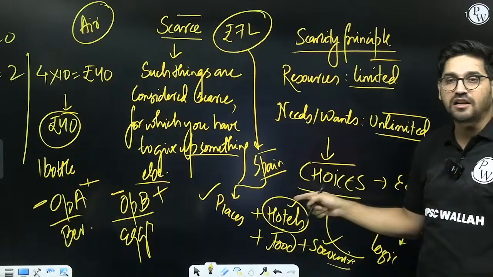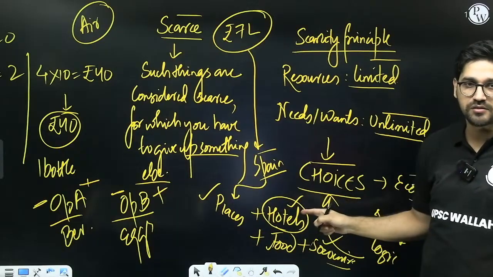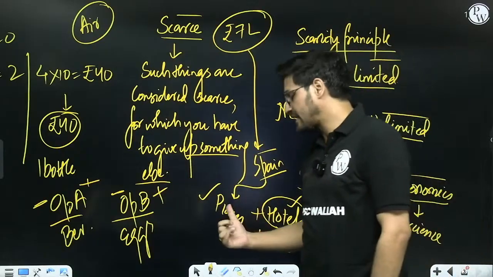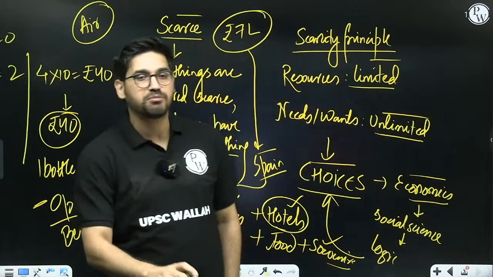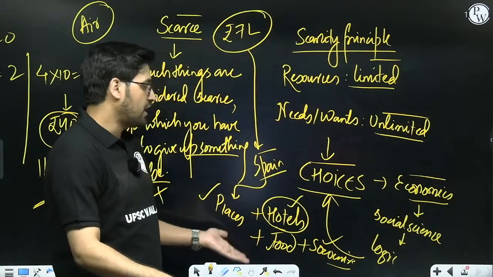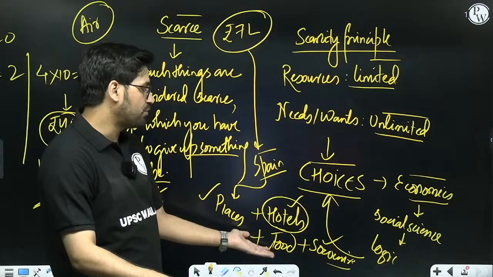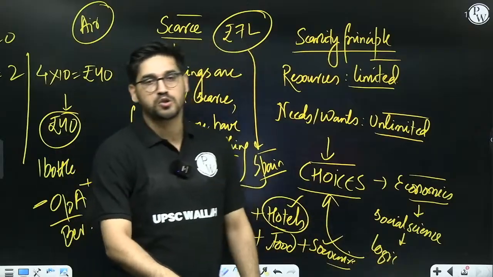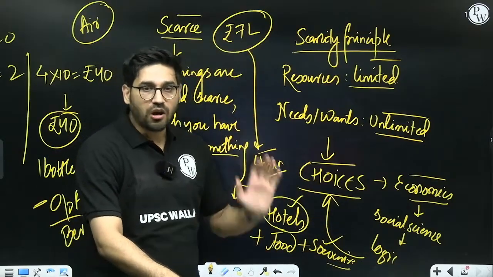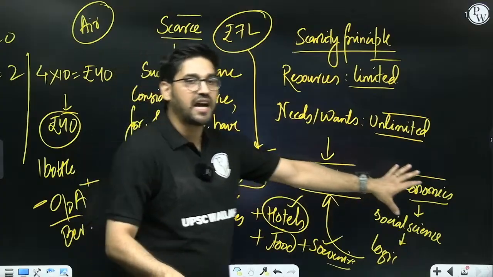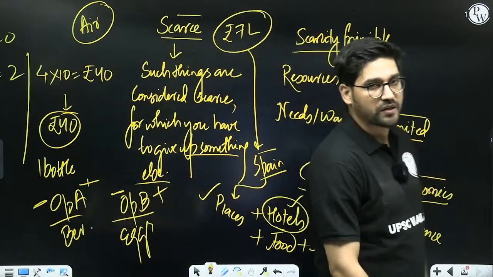Economics would be the logic behind these choices. That means, how much money should I spend on hotels? How much money should I spend on places? How much money should I spend on food? How much money should I spend on souvenirs? This logic will be determined by an academic discipline which is called economics.